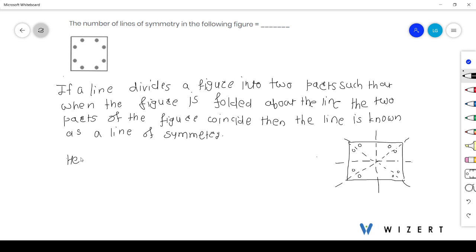Hence, the given figure has 4 lines of symmetry.